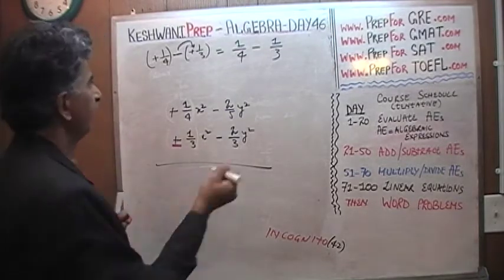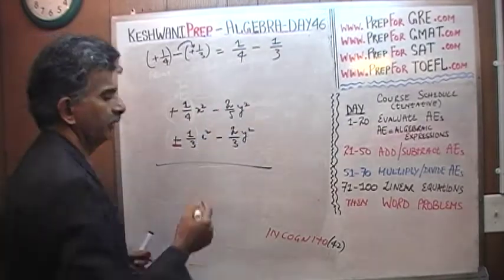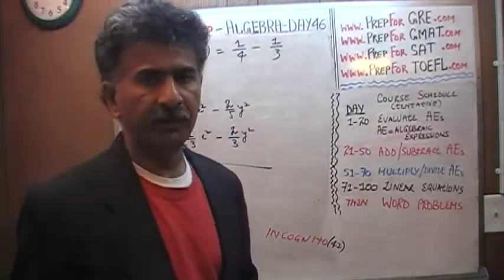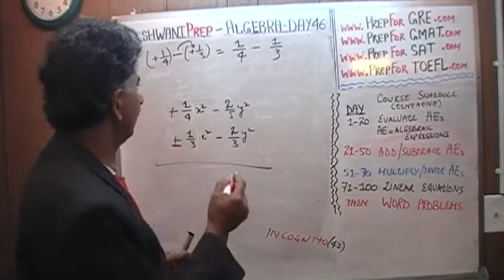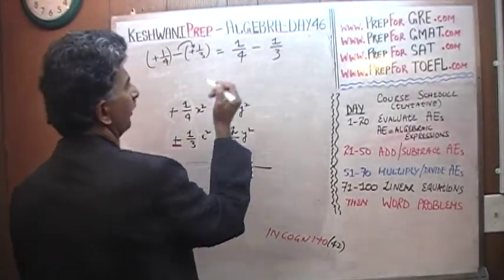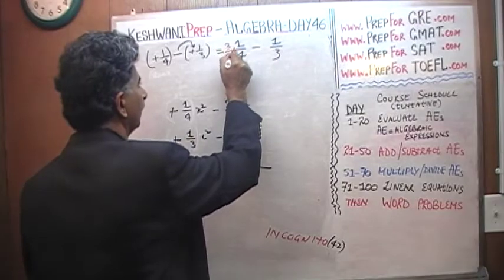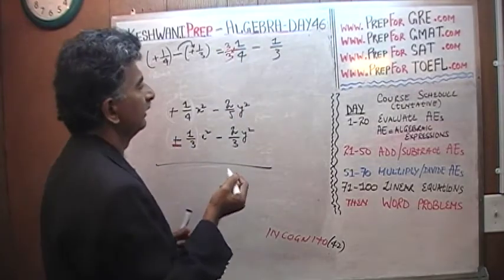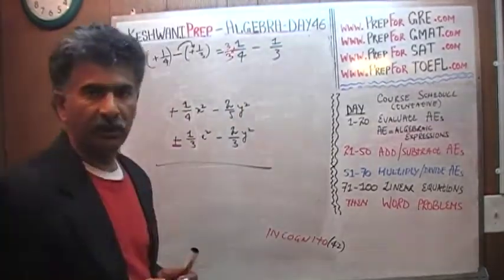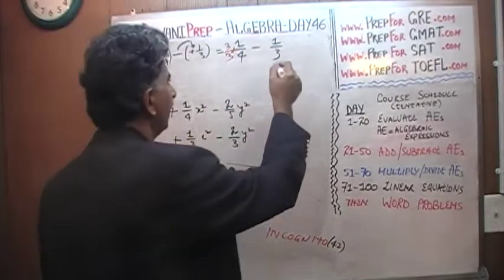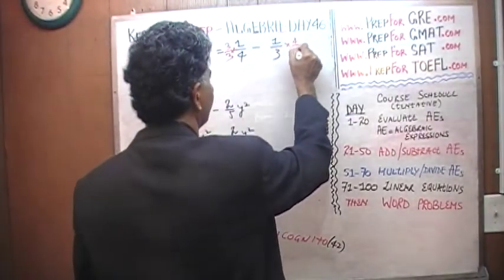It has a denominator of 4, this one has a denominator of 3. We have to find the common denominator. The common denominator here would be 12. How do we convert this 4 into 12? By multiplying the top and the bottom of this fraction by 3. How do we convert this 3 into a 12? By multiplying the top and bottom of this quantity by 4.